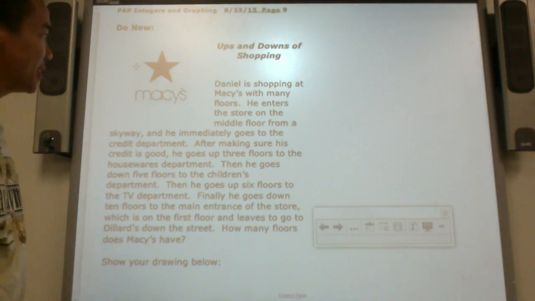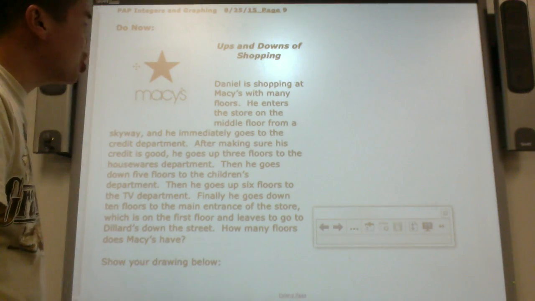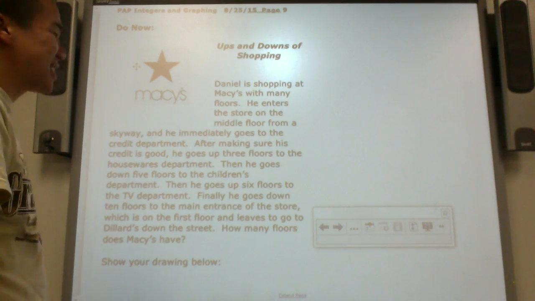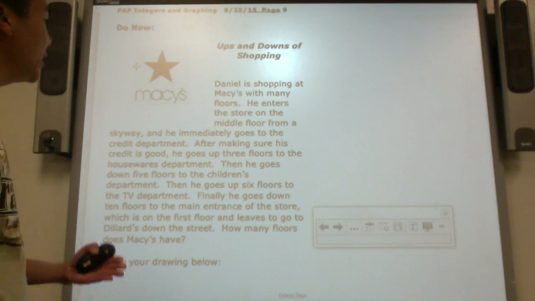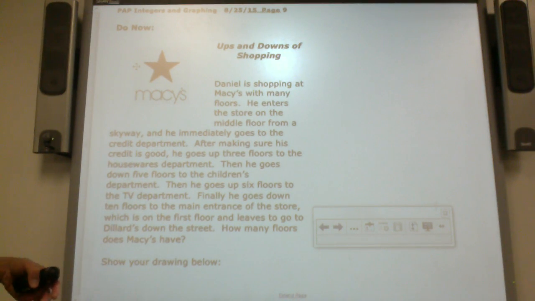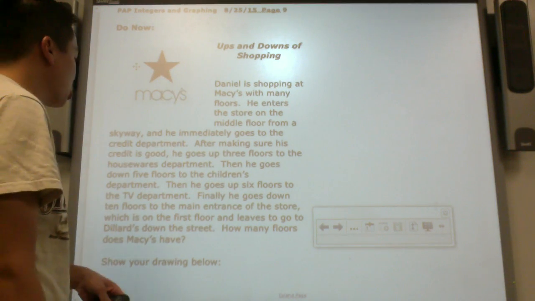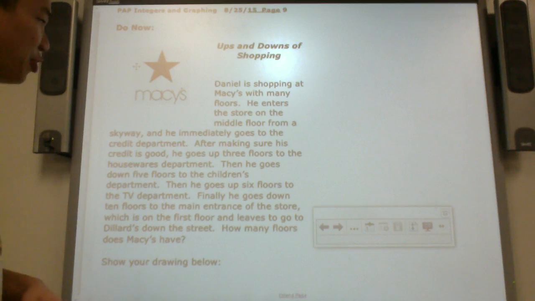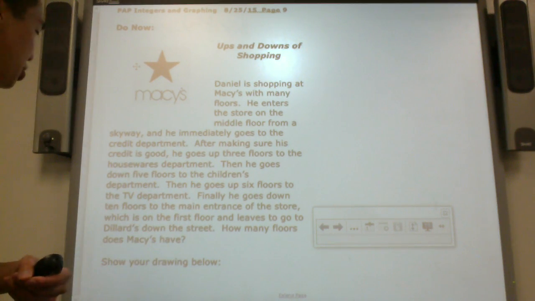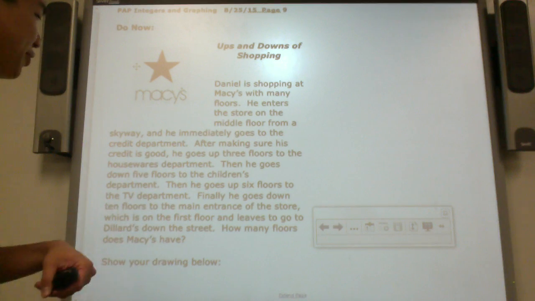Daniel is shopping at Macy's with many floors. He enters the store on the middle floor from a skyway and he immediately goes to the credit department. After making sure his credit is good, he goes up 3 floors to the housewares department. Then he goes down 5 floors to the children's department. Then he goes up 6 floors to the TV department.